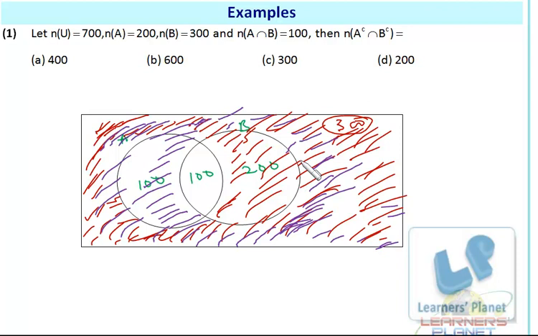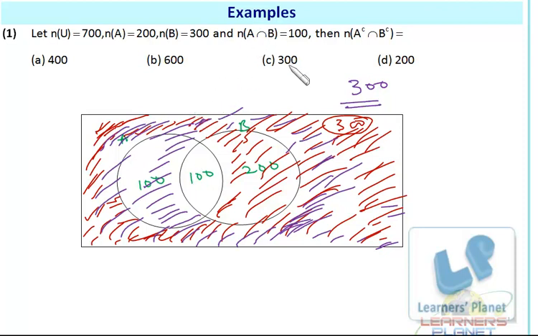Okay, now you have to find out the area that is common between A complement and B complement. So you have to choose the area that is having the maroon shading as well as the purple shading, so that you can see outside these two circles, right? The entire area that is outside these two circles is actually the common between A complement and B complement. So outside these two circles, how many elements we have? 300. So A complement intersection B complement will be 300. As simple as that. Okay.